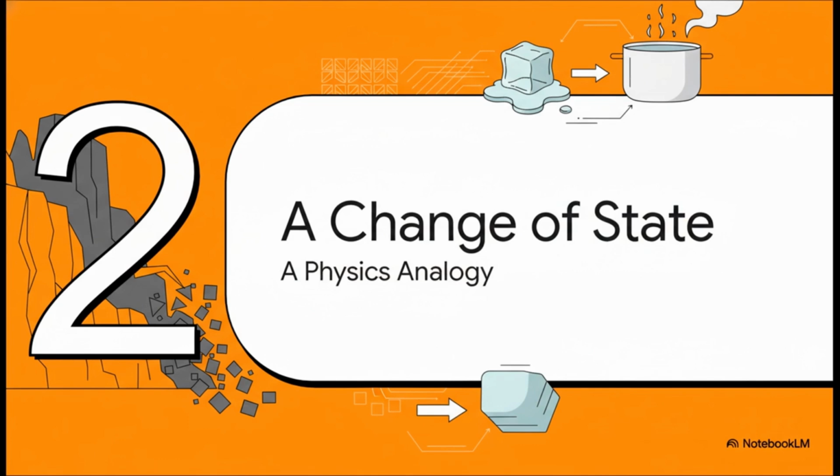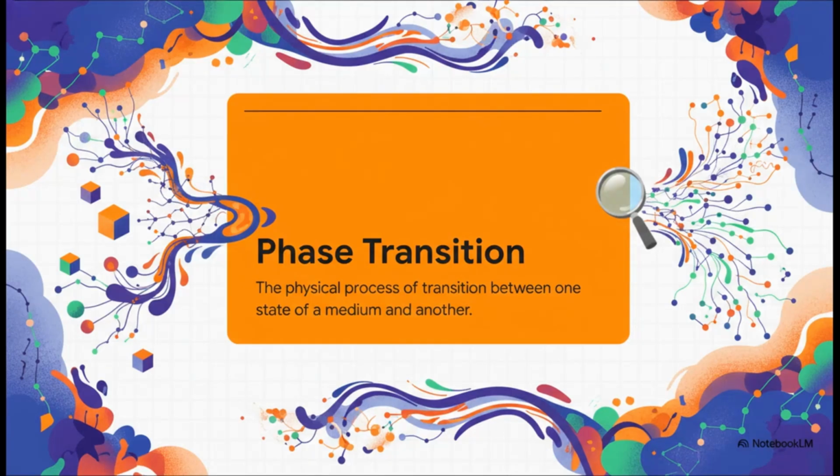Well, the answer actually comes from a really cool concept in physics. It's called a change of state. Okay, so what's a phase transition? You already know this, actually. It's just the official term for when something abruptly shifts from one state to another. Think about ice melting into water, or water boiling into steam. And this idea gives us the perfect way to think about what's going on inside the AI.